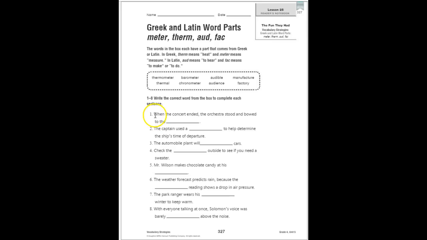So let's do the first one. When the concert ended, the orchestra stood and bowed to the... Which word makes this sentence complete? Right, you see audience here? Audience is the word I would write on the line. So work through the rest of these sentences, choosing a word from the box that has a Greek or Latin word part.